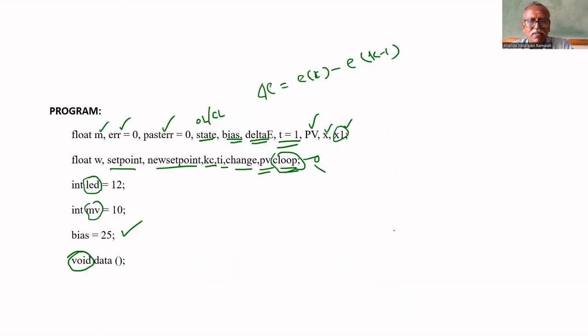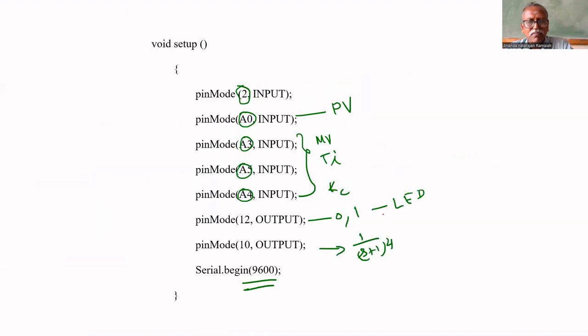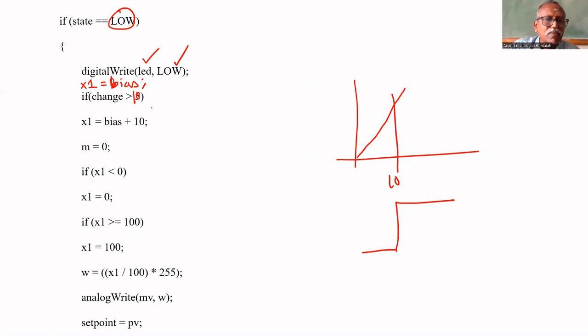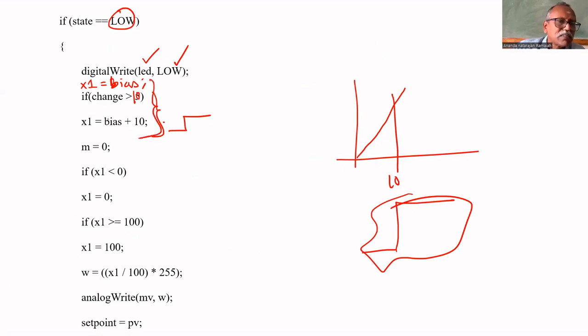When it exceeds 10%, the value 10 will be added to the bias, so it will work like a step input. At a particular instant it will act like a step input. For that, these three statements. If it is less than 10, the bias value of 25% alone will be given. If you increase that part beyond 10%, then 10 will be added, but it should be executed only once.